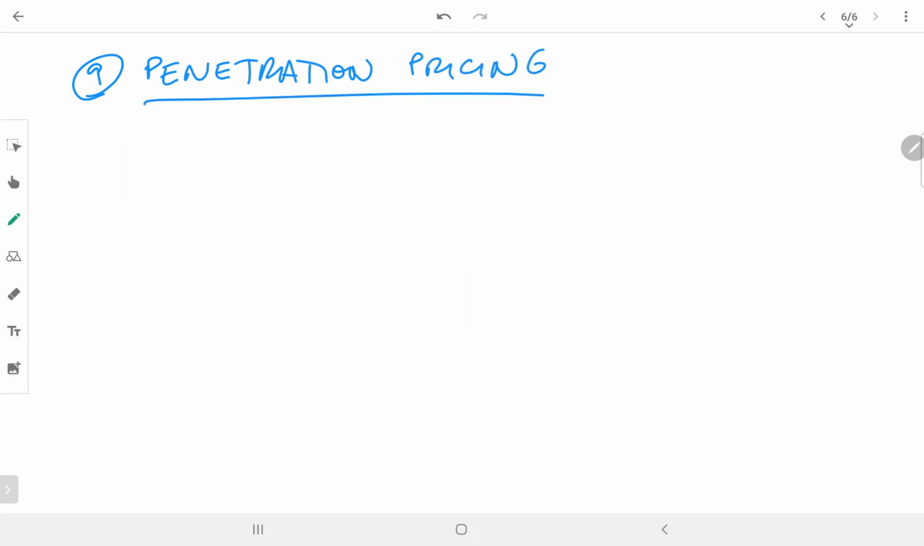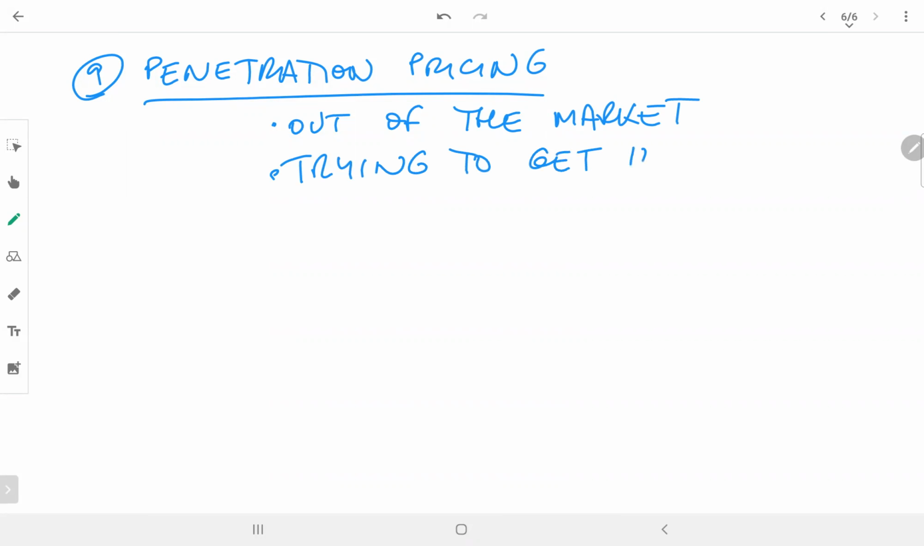Penetration pricing. You are not in the market, so you're out of the market, right? And you're trying to get in. This is typical of new products, okay?